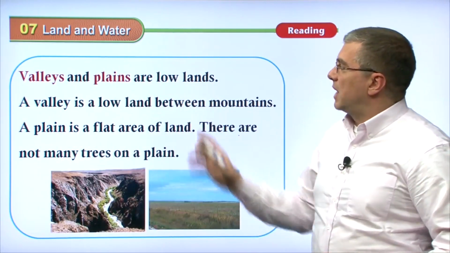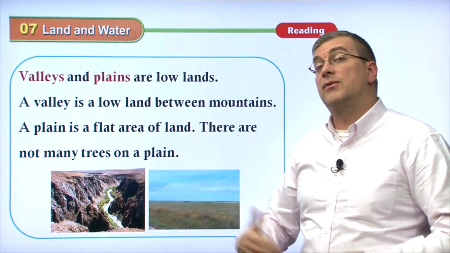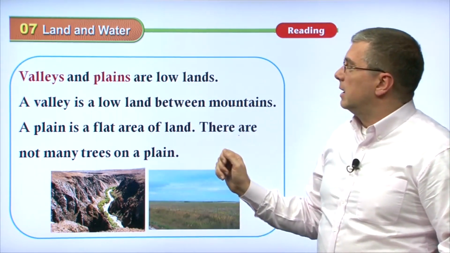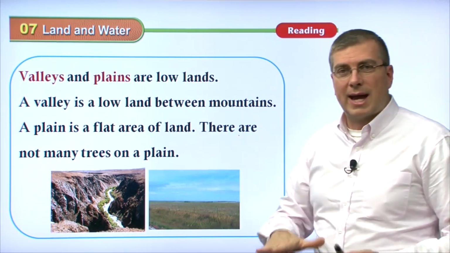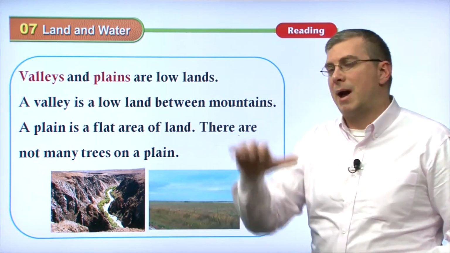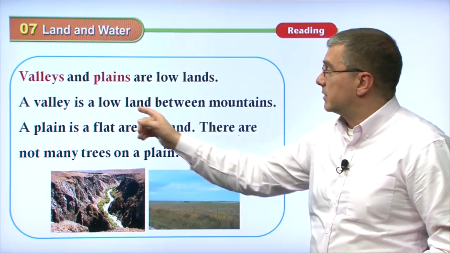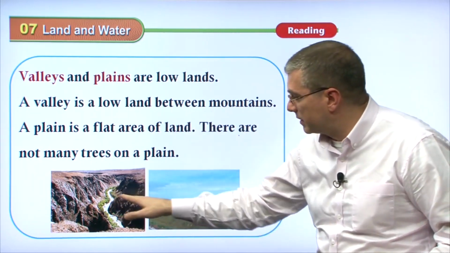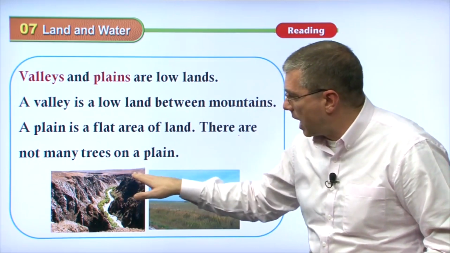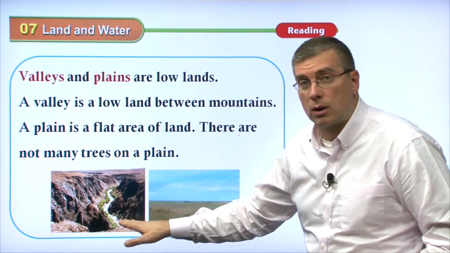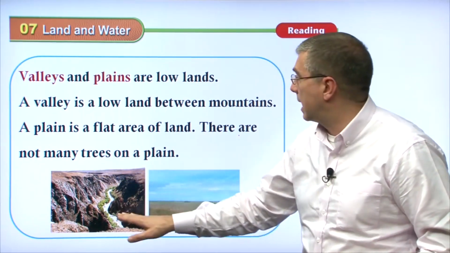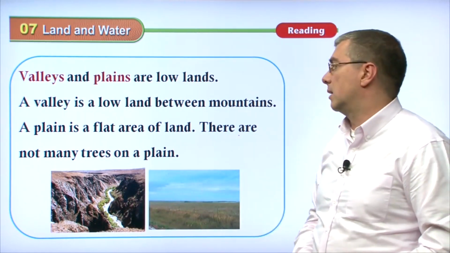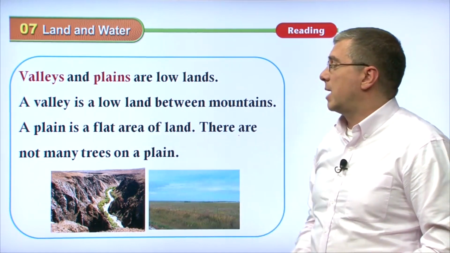Okay, valleys and plains. Those are other types of land, other features of land. There are lowlands, right? Usually, of course, they are lower land than the surrounding hills or mountains. A valley is a low area of land or lowland between mountains, like this. It's a low area. Of course, these are higher areas. The valley is lower. So a valley is lowland between mountains and between hills as well. We talked about a plain.